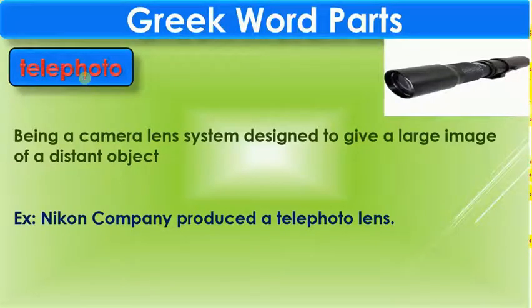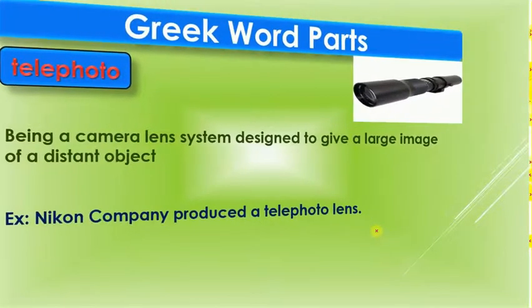Telephoto. If you have a camera and you want to photograph a very far object, you cannot. You have to put a lens on your camera. So telephoto is a camera lens system designed to give a large image of a distant object. For example, Nikon company produced a telephoto lens.